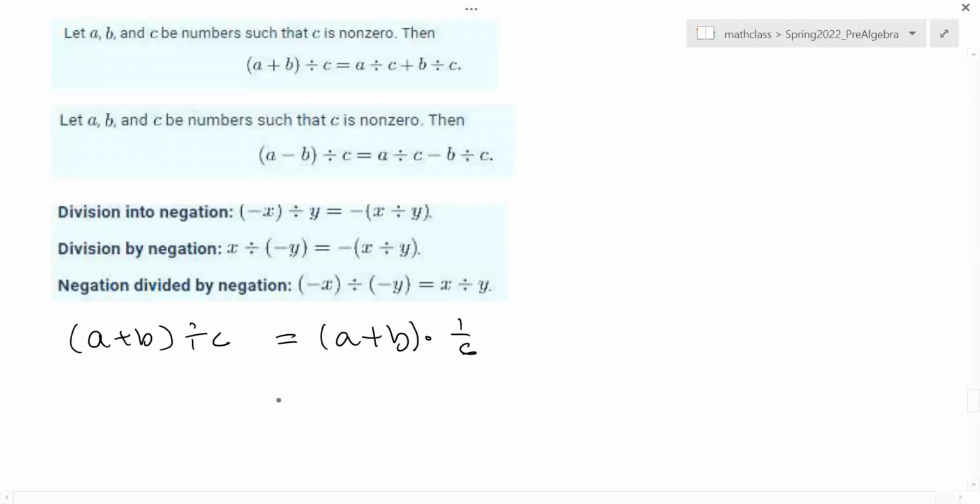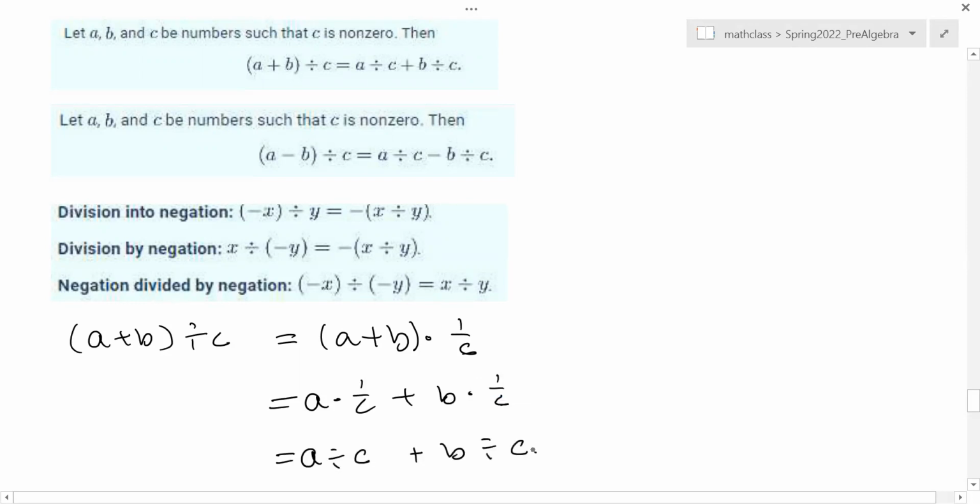Then we use a formula. It's going to be A times 1 over C plus B times 1 over C. And that is back to the original notation, right? So therefore, you have the identity. Okay. So we get those formulas from the formulas for multiplication. Remember, division is just a special multiplication. Subtraction is a special type of addition.